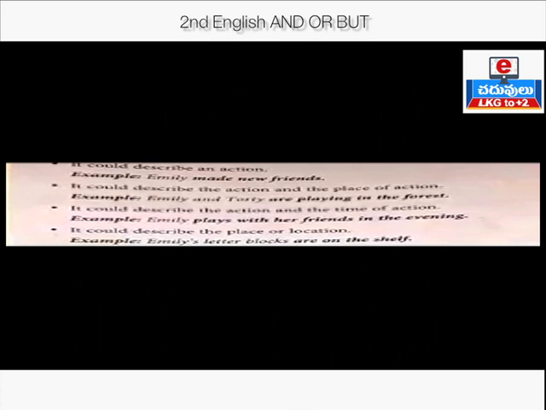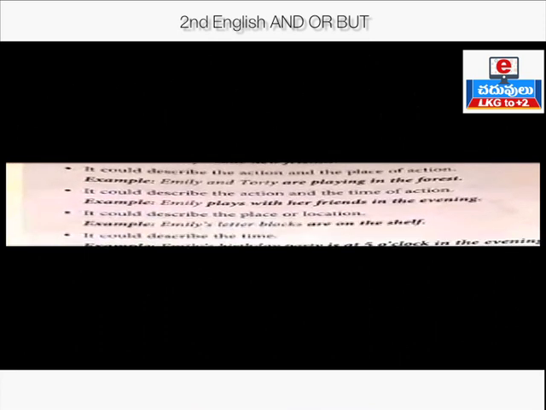Next. It could describe an action. Example, Emily made new friends. It is describing an action. Next, it could describe the action and the place of action too. Example, Emily and Totty are playing in the forest. It describes an action and also the place of an action. Next, it could describe the action and the time of action too. Example, Emily plays with her friends in the evening. Here the time is evening time.